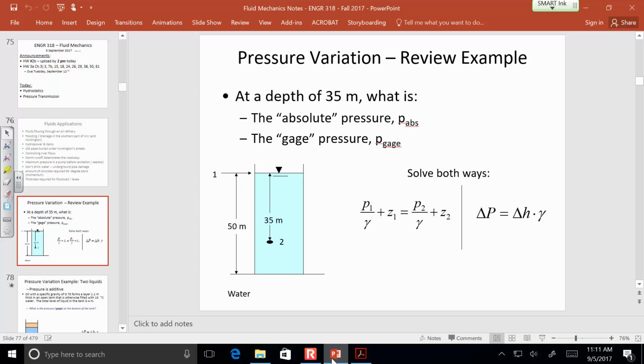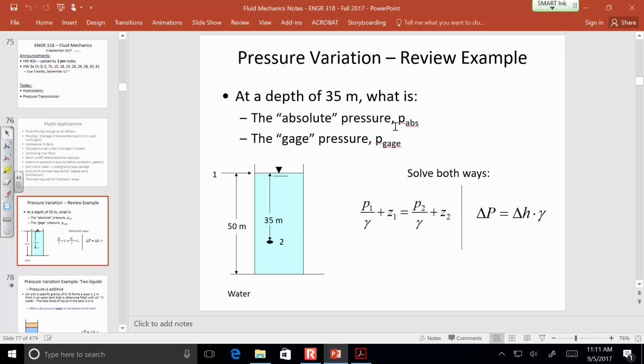Okay, so you have to have Z1 and Z2, and then you have to know the unit weight. Here it says that the tank is full of water. It doesn't say the temperature, so we'll just use the default value of 9810 newtons per meter cubed as the gamma for this liquid. And then finally, the P1 we know to be, in terms of absolute pressure.